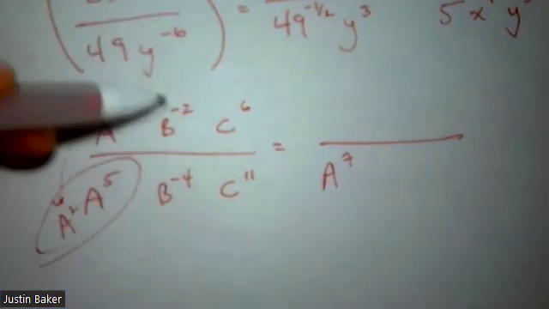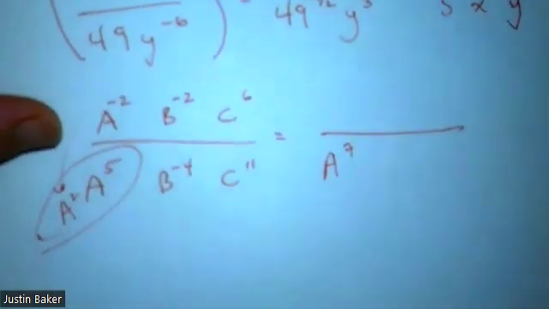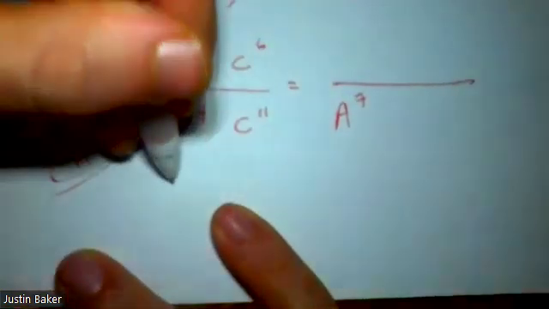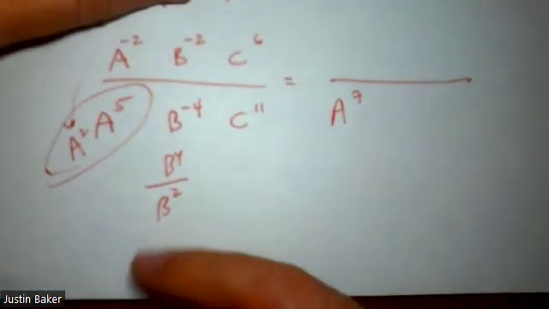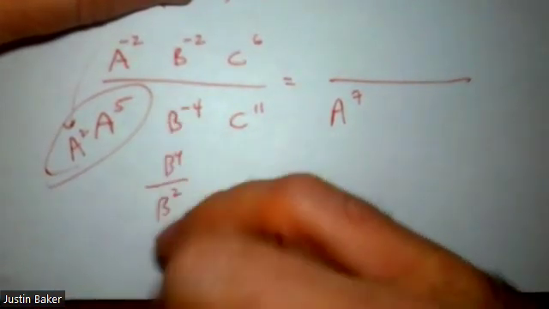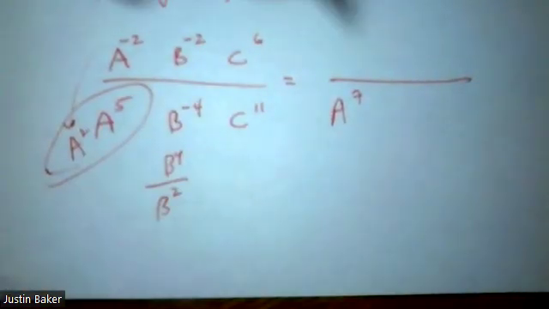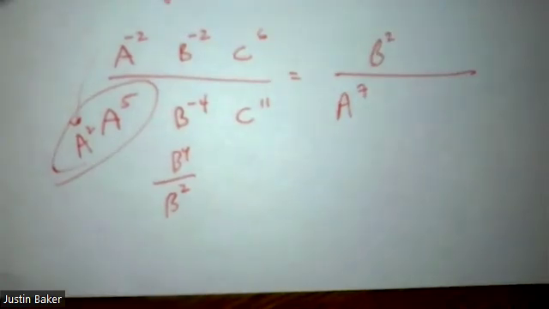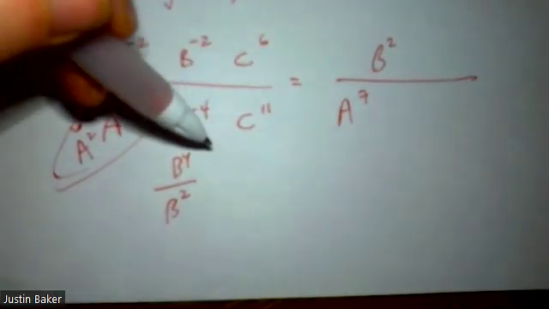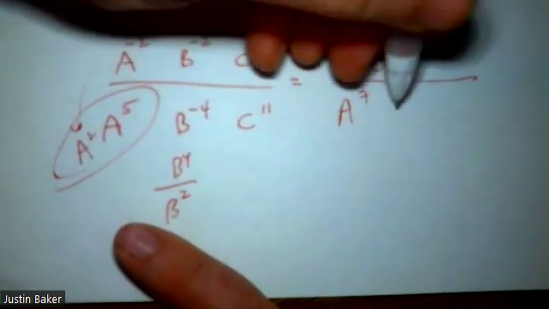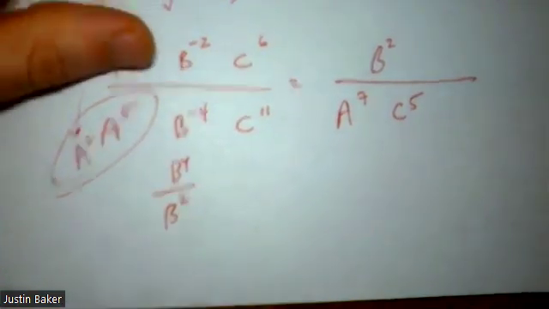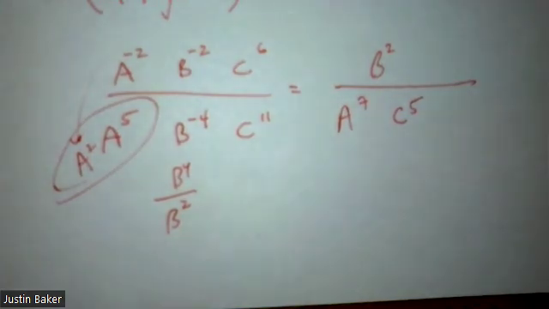Okay, now with these B's, they're both negative, so they both flip. So this is really going to be B to the 4th over B squared. And when that's the case, you can start to cancel. So if you have 4 on the top and 2 on the bottom and you start to cancel, hopefully that makes sense to say that you would be left with B squared on the top. Same logic here, neither of these are moving. We would be left with C to the 5th on the bottom.